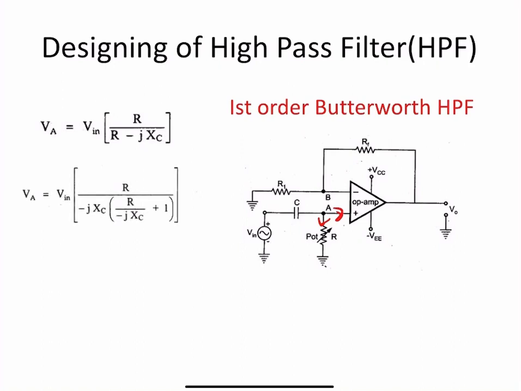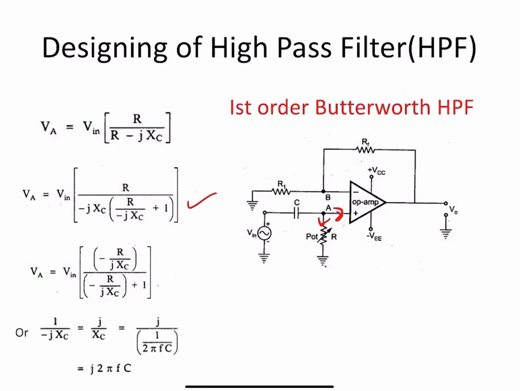Then take a common minus jXC in the denominator, you will get this expression. Then VA is equal to Vin, divide and multiply by minus R over jXC, you will get this expression. Then minus 1 over minus jXC is equal to j over XC, or you can simplify it, it would be j into 2 pi f into C. You can put 1 over minus jXC in this equation, this value j of j 2 pi fC. Therefore, VA is equal to Vin into this, Vin into j 2 pi f RC divided by 1 plus j 2 pi f RC.